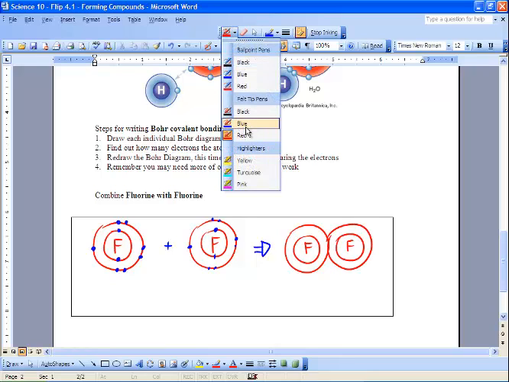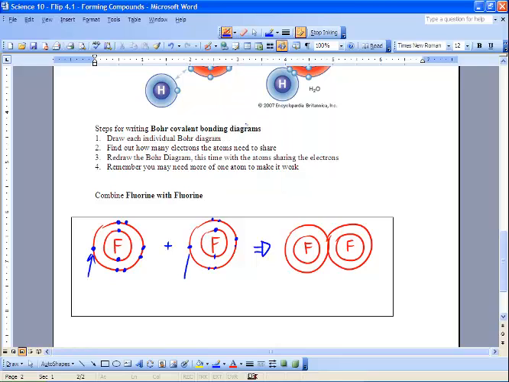And they're going to share those 2 electrons, this one and this one, so that they both have a full valence shell. So they both have 2 in the middle and 8 now in our valence shell. So they're both satisfied. And if we wrote the formula for this, we get F2.